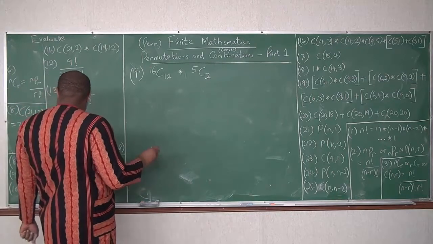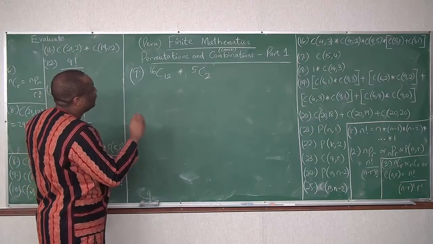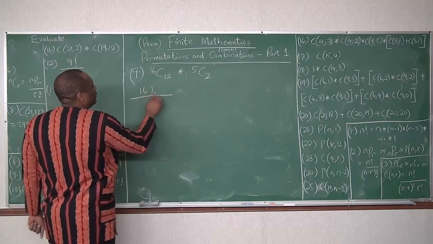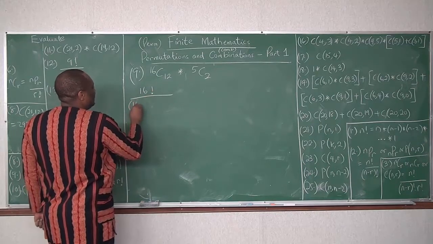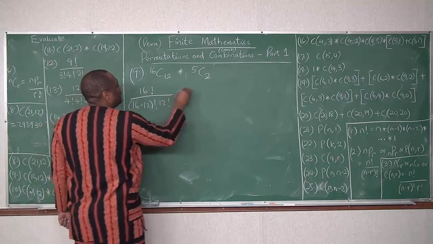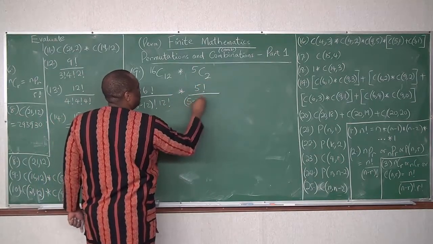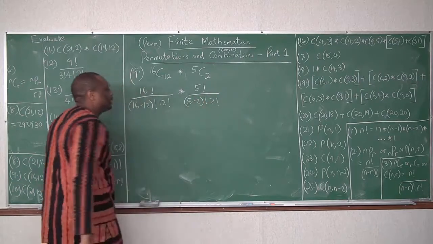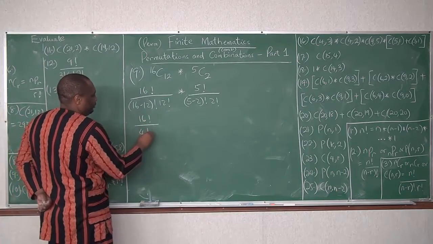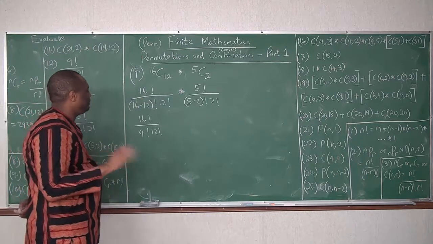So, what would this give us now? 16 choose 12 is what? 16 factorial over 16 minus 12 factorial, 12 factorial, times 5 factorial over 5 minus 2 factorial, 2 factorial. So this is 16 factorial over 4 factorial, 12 factorial. I'm just showing all my work.